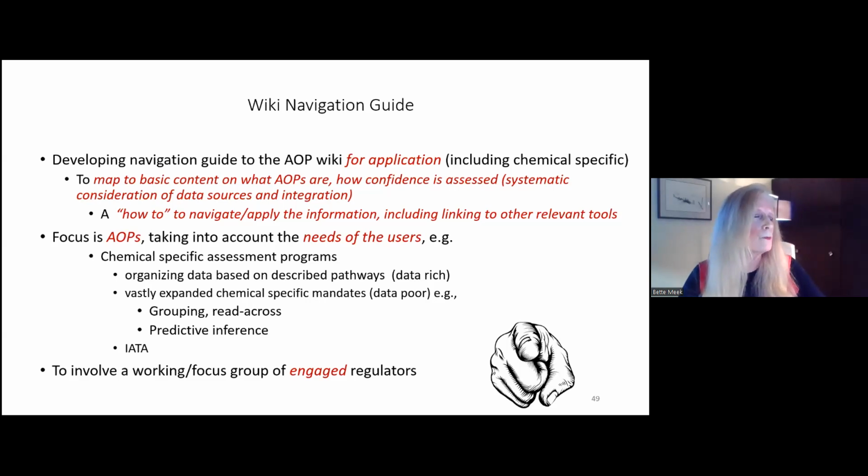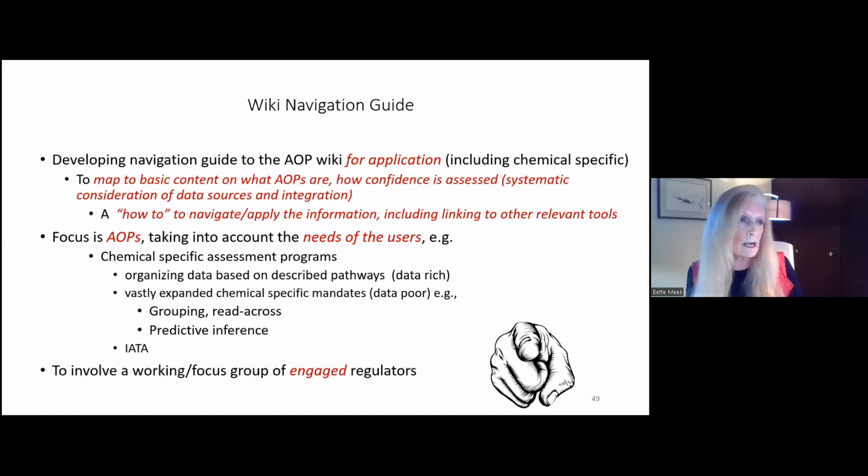So essentially to map to the basic content of what adverse outcome pathways are, how confidence is assessed, the systematic consideration of data sources and integration. But it's really the focus is how to navigate, apply the information, including a link to other relevant tools. Again, the focus is on adverse outcome pathways, the unit of application, taking into account the needs of the users. And of course, adverse outcome pathways are used by a number of different programs for different applications.